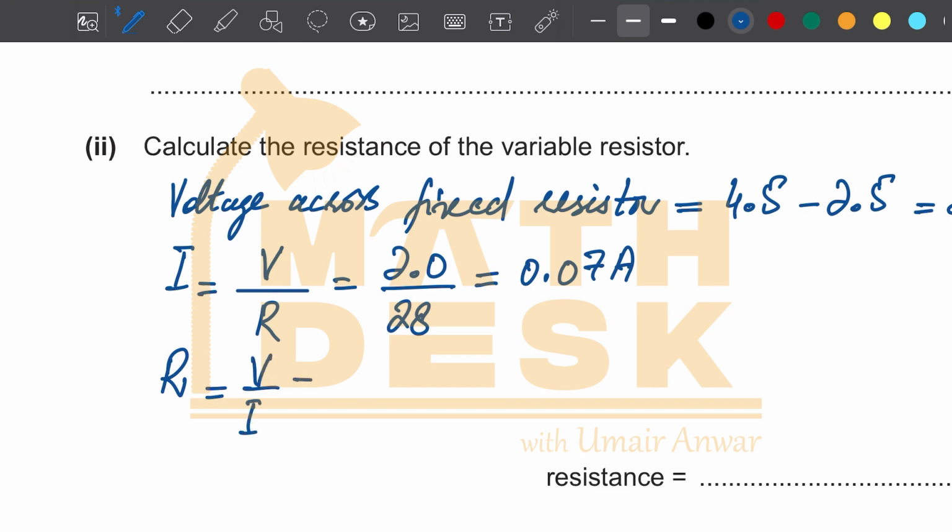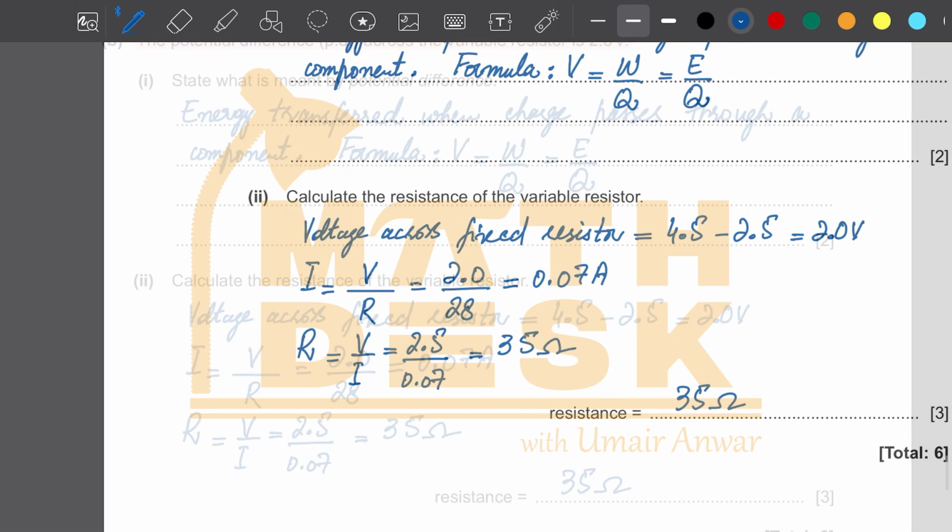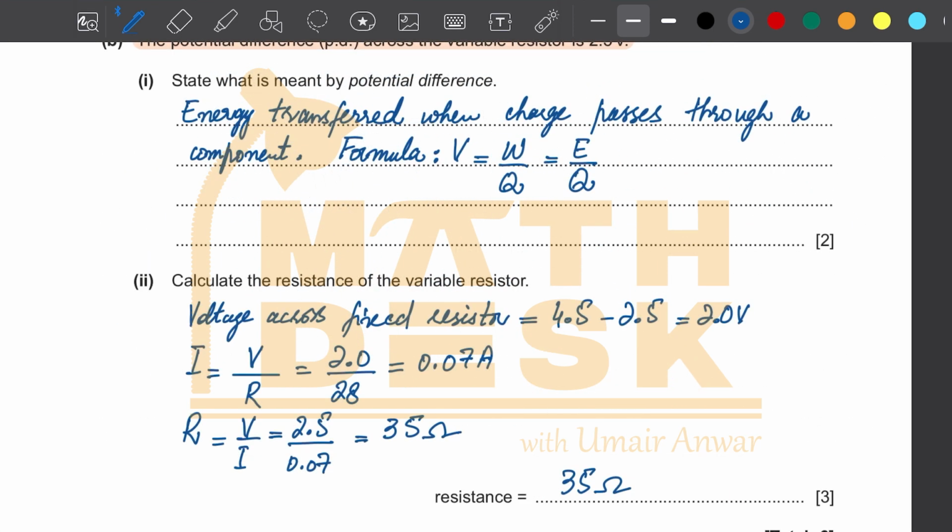Now the resistance of the variable resistor would be its voltage divided by the value of current. So the voltage is 2.5 and the value of current is 0.07. So the answer comes out to be 35 ohms. So the answer for this part is 35 ohms. So the question ends here with this part.